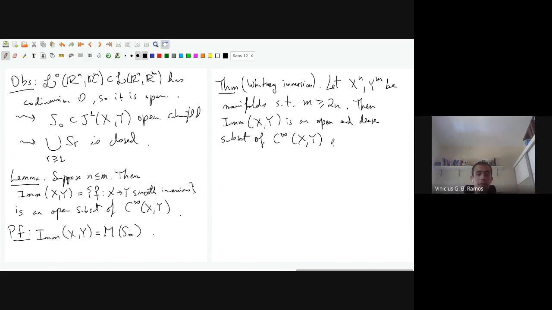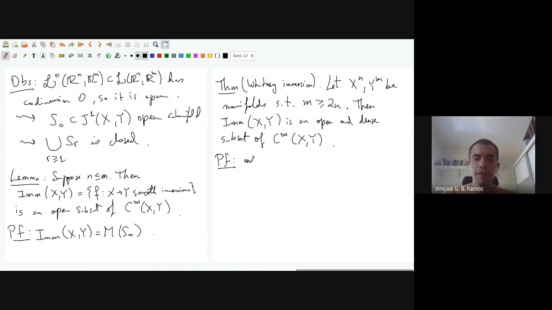It says, given any two manifolds, as long as the dimension of the second one is at least twice the dimension of the first one, then the set of immersions is not only non-empty, but it's huge. It's open and dense. Given any function, you can perturb it slightly and it'll become an immersion, provided that you have the right condition for the dimensions. So let's write down the proof.